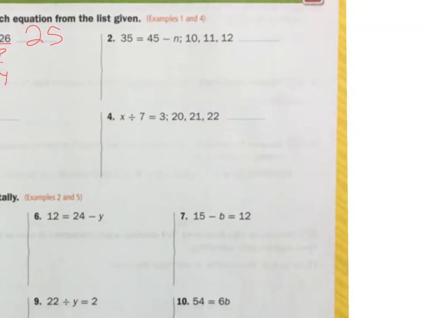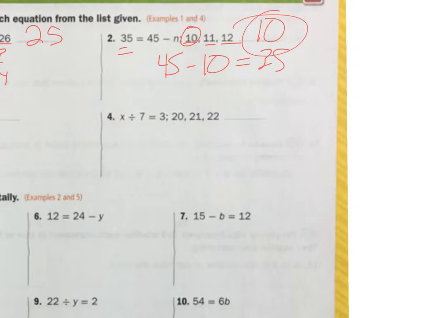Number 2, 35 equals 45 minus n. Okay, so I have to minus something to get to 35. I see I have 10, 11, 12. I'm going to start with the 10 because it's so nice. I love working with tens and even numbers like that. 45 minus 10 gets me to 35, which is what I want. So I don't even have to go further. I know 10 is my answer. 11 and 12 would just reduce it even more, and that wouldn't work. So n equals 10.